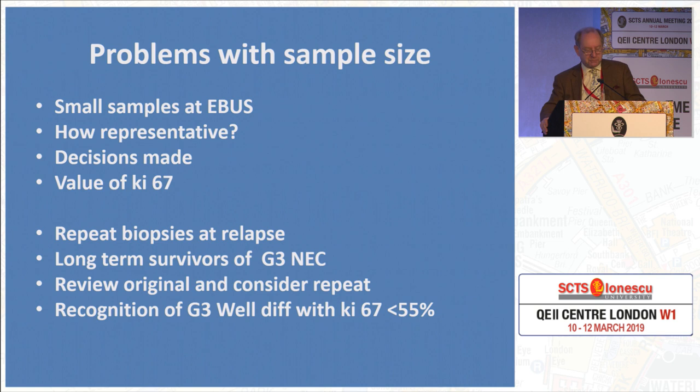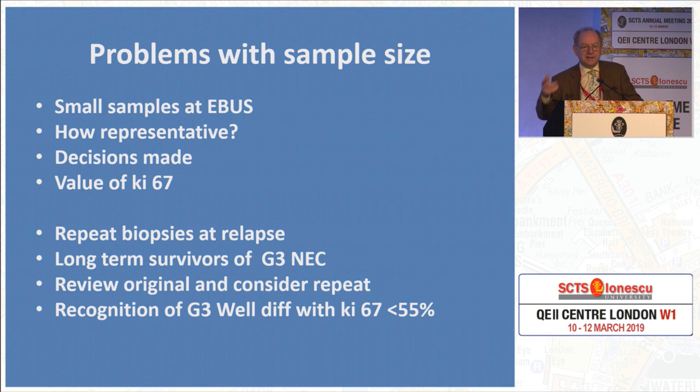I've touched upon this issue of the sample size, particularly if it's just from an EBUS, and you get a tiny fragment and decisions are made on this. And I think this is where Ki-67 can be extremely valuable, because a high Ki-67, if it's in the 60, 70, 80, then you know you're dealing with either a small cell or a large cell tumor. But if you've got a Ki-67 that comes back under 20%, then you're probably dealing with an atypical carcinoid, and your whole management philosophy will change.